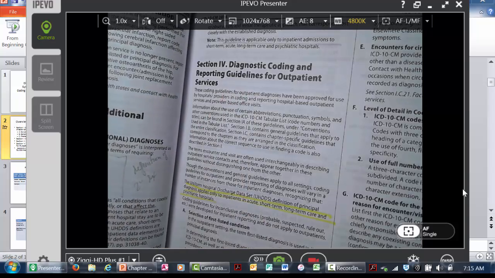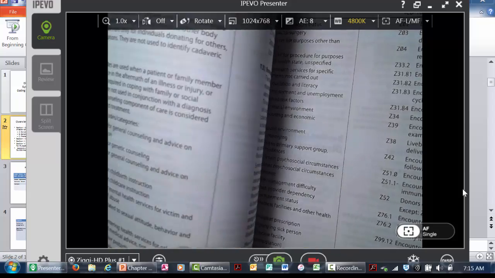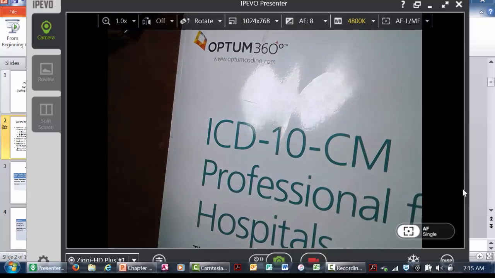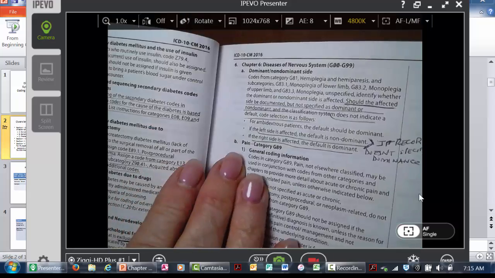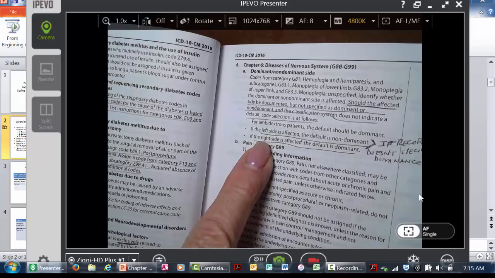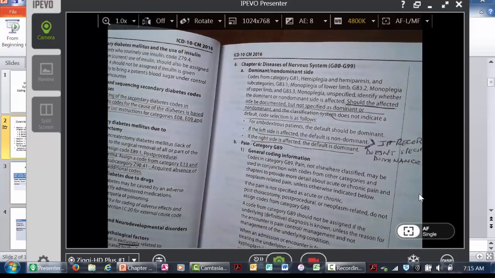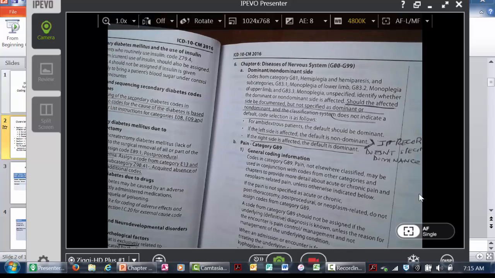So if you haven't already done so, you really have to become very familiar with the coding guidelines so that you can code appropriately. So for this Chapter 18, we'll be looking at Chapter 6, which does have very specific coding guidelines, but primarily related to pain more than anything else.